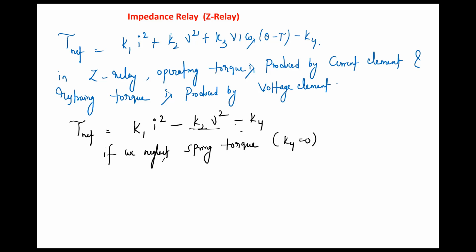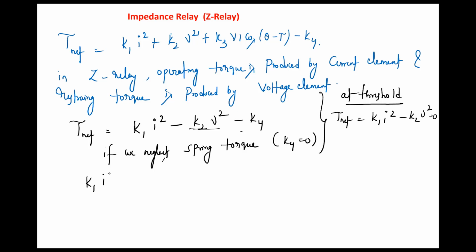Now what happens at a threshold condition? When the operating and restraining torques are equal, tau net becomes K1 I square minus K2 V square equal to 0. Understand? So from this, what are you going to get?